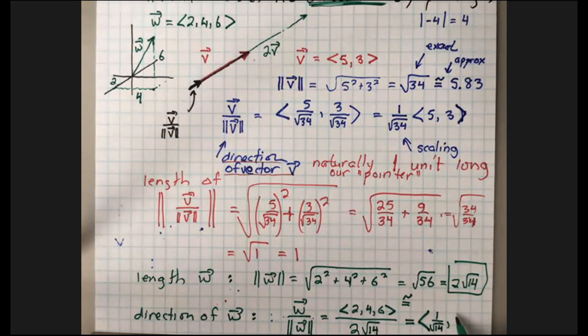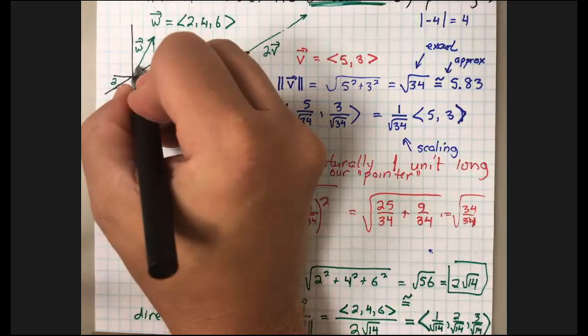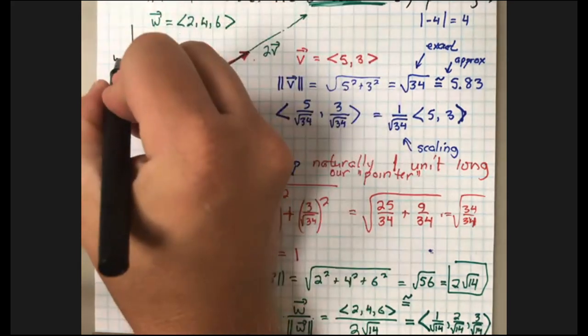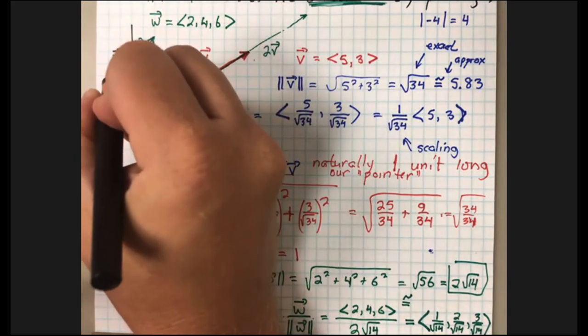2 over root 14. And 3 over root 14. And that is itself another vector. But that vector is called the direction of W. It is the pointer that is pointing in the same direction as W.